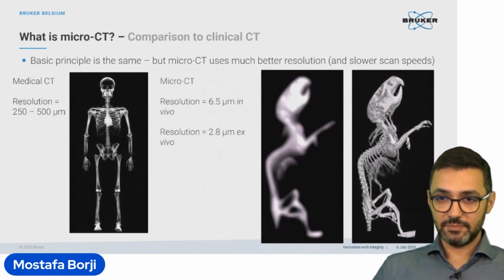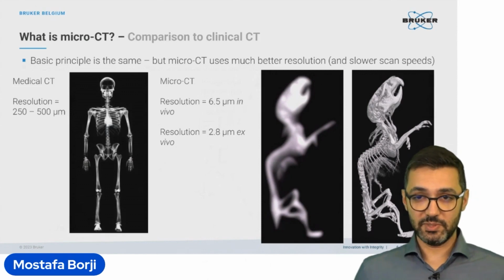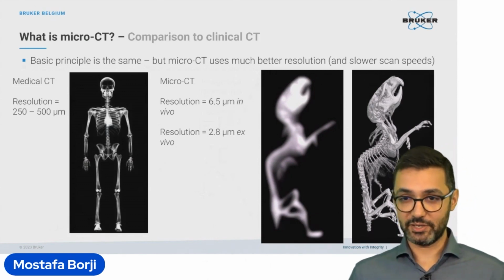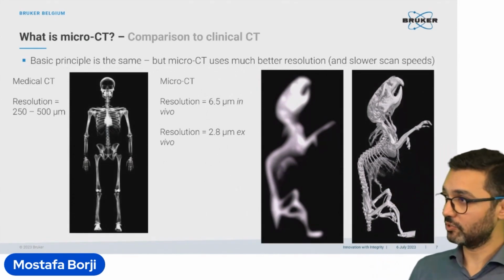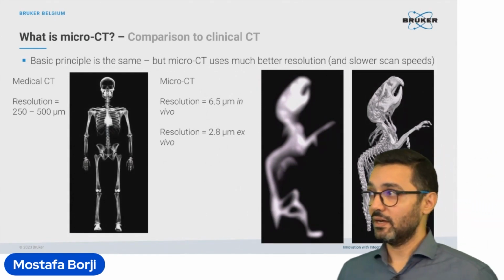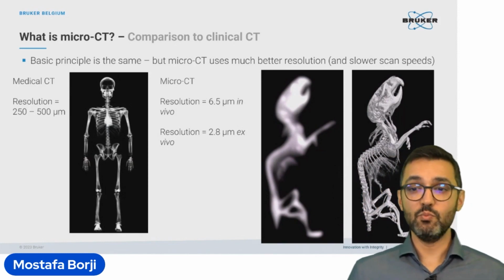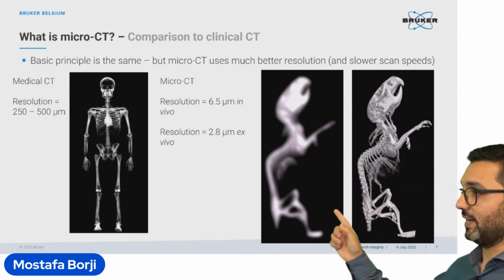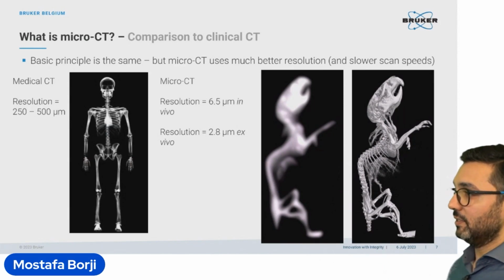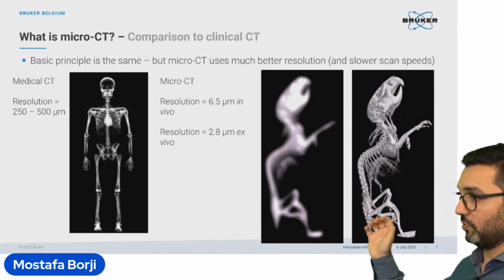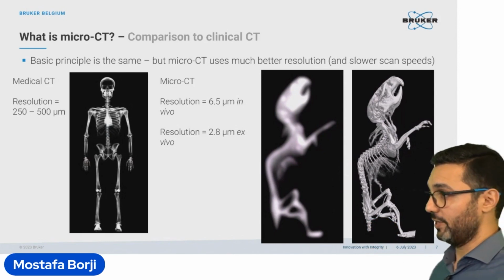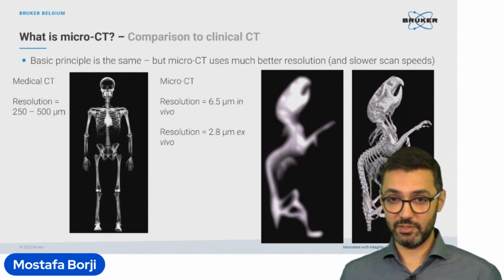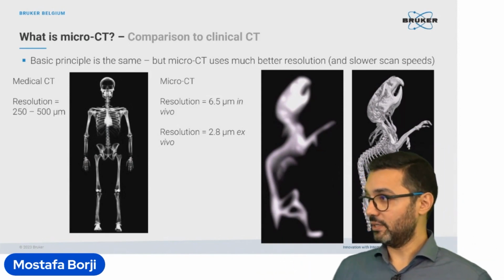In order to solve this problem, we increase the resolution, and this is where micro-CTs are introduced. The resolution for micro-CTs can go even below a micron, and you will see that if we compare the same scan of a mouse, the details in a micro-CT with higher resolution will be much, much higher, and we can see a lot more features that cannot be resolved by lower resolutions.